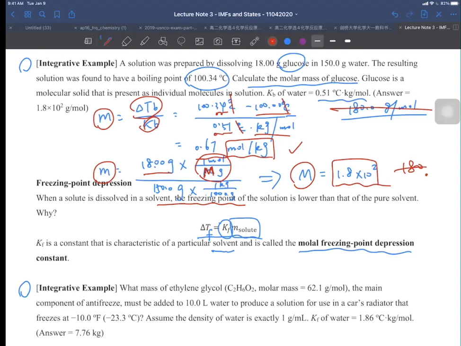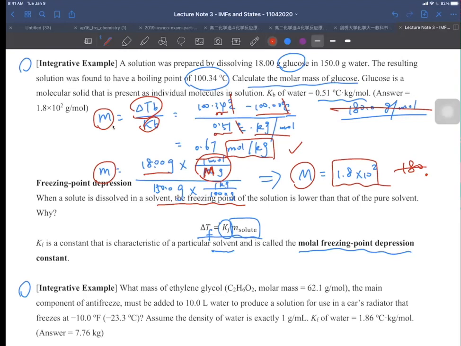I have a quick question. So why did you do the second part? Like if you get 0.67 mole per kg, why is that not the answer? You need to get the molar mass of glucose, because the lowercase m is molality, right? So you need one more step, right?